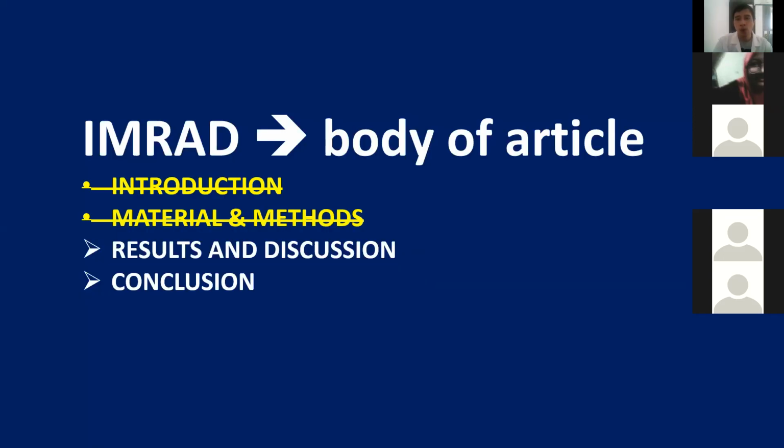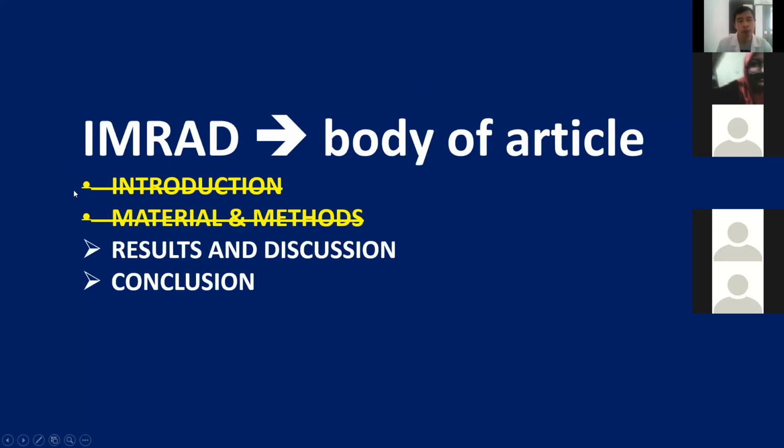Okay, so talking about the body of articles, this acronym, IMRAD, or in English, IMRAD. This is the construction of an article. I is introduction, M is materials and methods, and R is results and discussion. Results and discussion is the major body of your article that should be constructed.